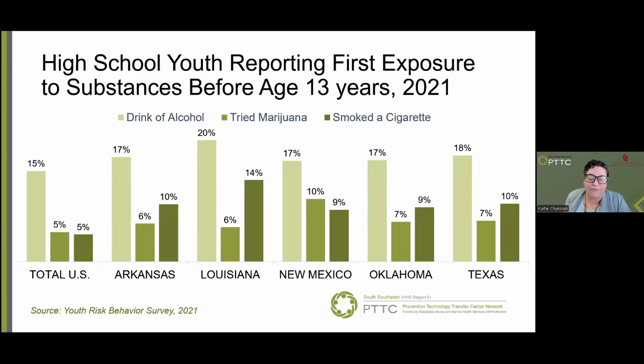So here are a set of risk factors that we're looking at. This is reporting first exposure to substances having been before age 13, that early onset. And you'll see the lighter green bars are alcohol. The middle green is having tried marijuana. And then the darker green on the right is smoking cigarettes. So we're seeing alcohol is kind of highest across the board, total US and in each state in the region. And then if you look at some states, we're seeing, so Arkansas, Louisiana, Oklahoma, Texas, that the next highest rate is smoking cigarettes, but in New Mexico, the next highest rate is actually marijuana.